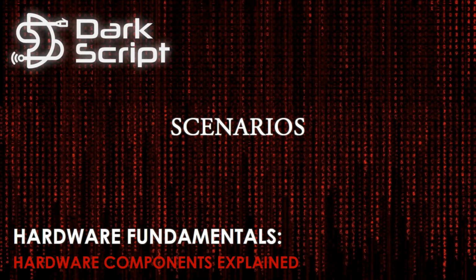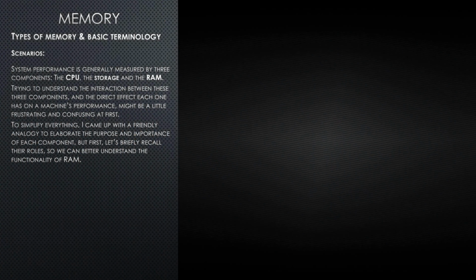Scenarios. In this section, we'll go through different real-life scenarios that will help you understand some major differences between resources that have already been discussed earlier. If computer performance is still unclear to you, this section was created to help you see the different functionalities of each component. System performance is generally measured by three components: the CPU, the storage, and the RAM.